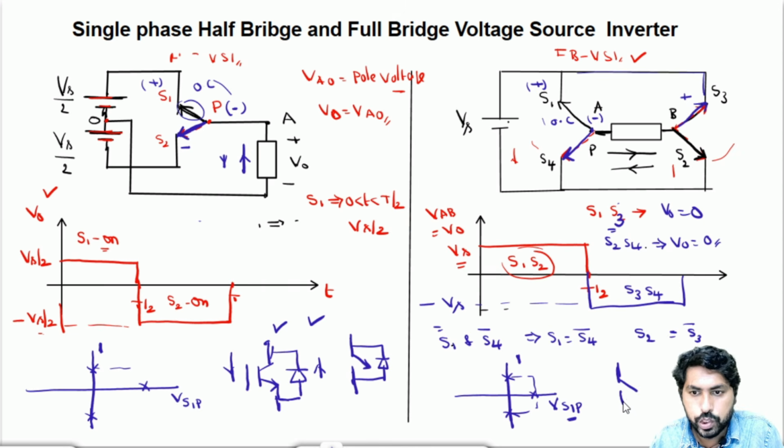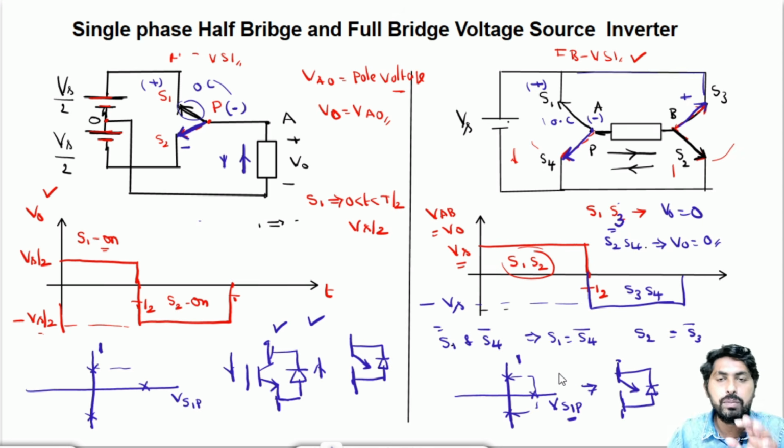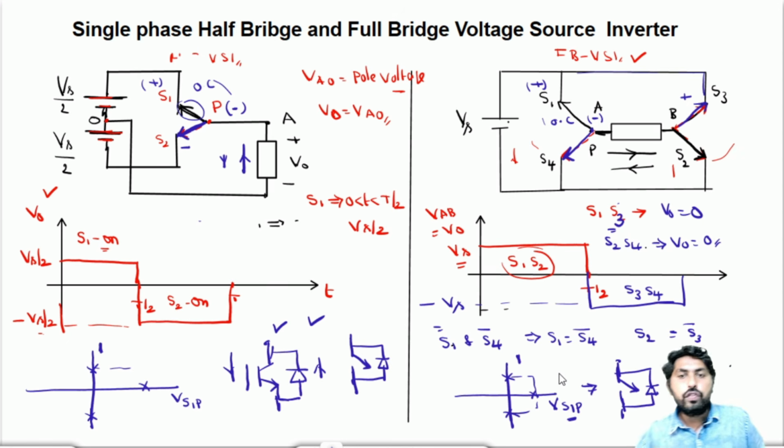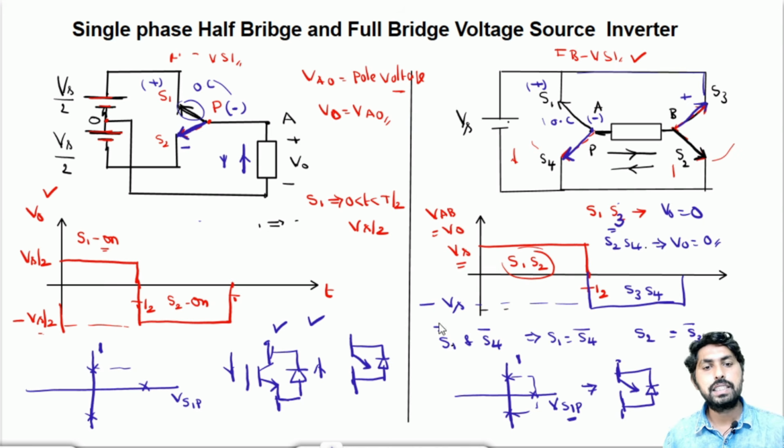Here also the switch should be replaced in such a way that the switch should be like this. So this is how we realize the switches from the SPDT. Now we will draw the circuit diagram with electronic switches, that is IGBT with anti-parallel diode, or we can replace the switch with the anti-parallel diode.